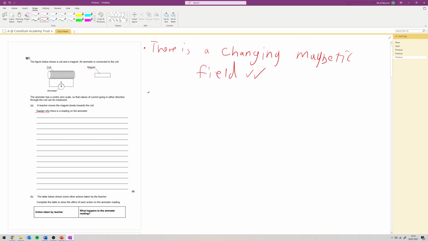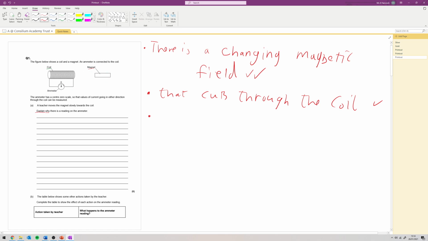Now, the next thing is that the magnetic field, I said before, has to cut through the coil. So this is one sentence. I'm bullet pointing it so you see where the marks are. So there's a magnetic field that cuts through the coil. Yeah, that's a mark. Now, that's good. That's why this is happening. So this is what is causing it.